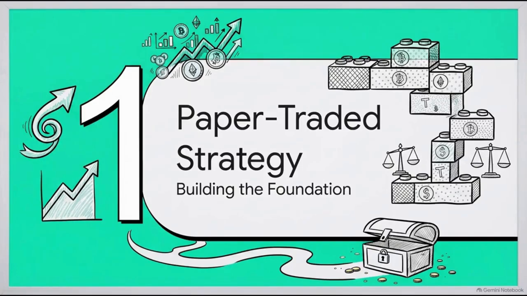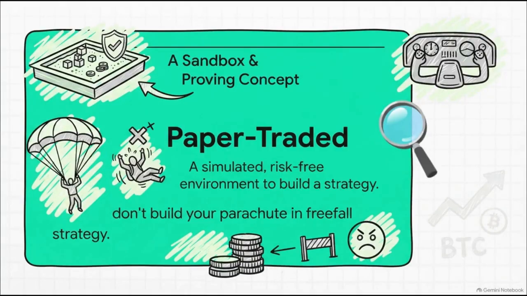All right, Section 1, the paper-traded strategy. This is where we build a foundation. The journal specifically commands us to build a paper-traded spot strategy. Now, if you aren't familiar, a paper-traded environment is basically a simulated, risk-free sandbox used to build and test your strategy before you ever execute real trades. Think of it like a giant flight simulator. Why does the text absolutely demand this? Well, because you don't want to build your parachute while you're already in freefall, right? Especially with real capital and high emotions on the line. You've got to prove the concept here first.